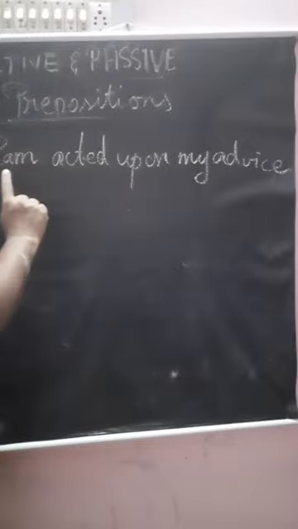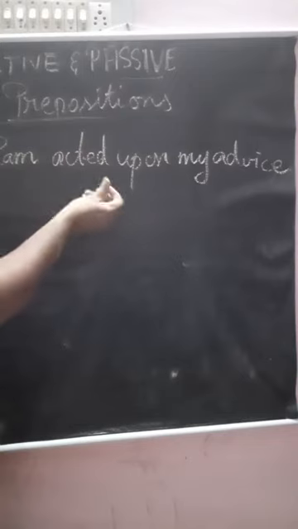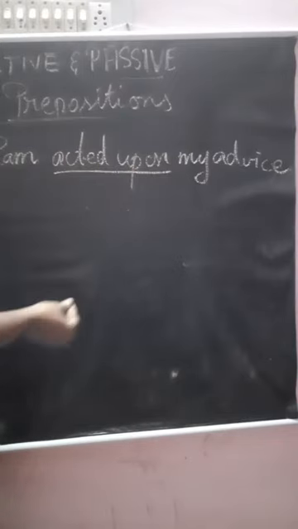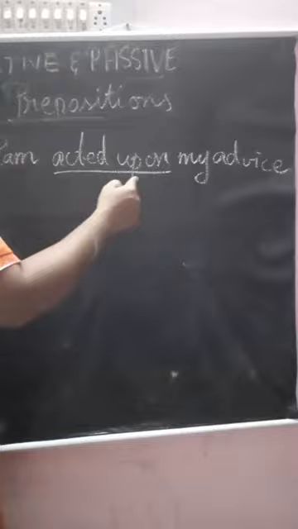The next example, Ram acted upon my advice. Now we are seeing examples for this verb plus preposition. When a verb is followed by a preposition, how do we have to change? We should not omit or change the place of the preposition. For that we have been seeing examples. So Ram acted upon my advice. Then subject, this is the verb and this is the object.